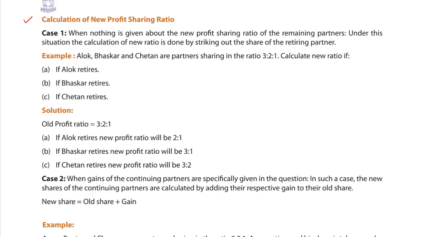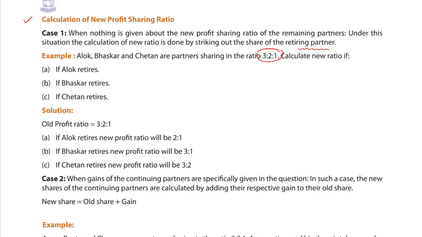Calculation of new profit sharing ratio. Case 1. When nothing is given about the new profit sharing ratio and the remaining partners, under this situation, the calculation of new ratio is done by striking out the share of the retiring partner. Example: Alok, Bhaskar, and Chetan are partners sharing profits in the ratio of 3 is to 2 is to 1.